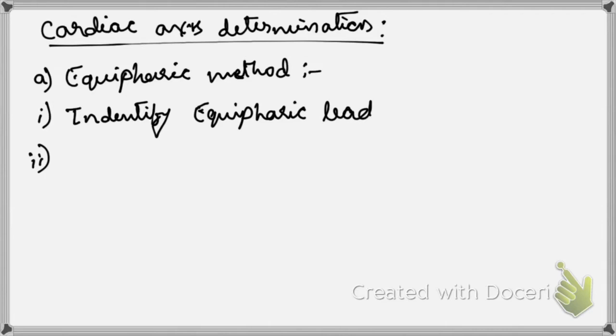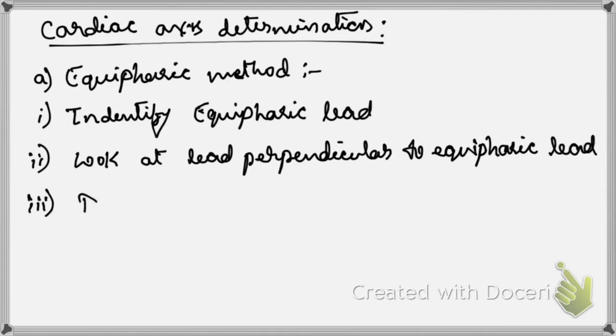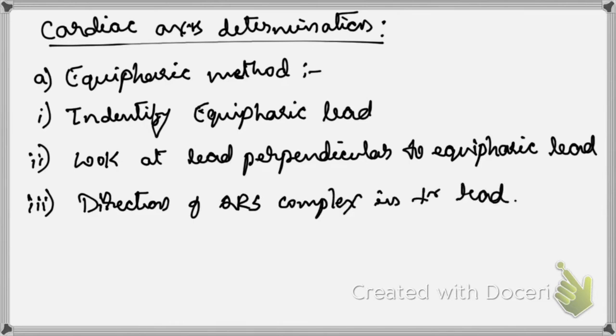Okay, so we have found an equiphasic lead. Then we have to look for the lead which is perpendicular to the equiphasic lead. Having found the lead perpendicular to it, we have to see the direction of the QRS complex in that, whether it is predominantly positive or predominantly negative. These 3 things we have to look at.